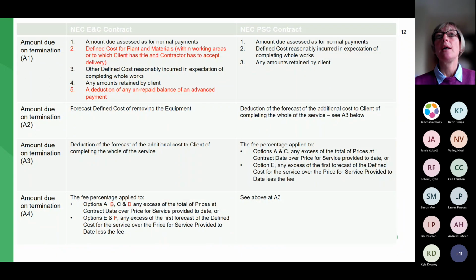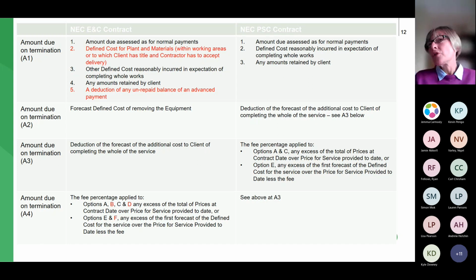So the first item is amount assessed as for normal payments. So that's in regard to work that's being carried out up until the date of termination. That amount is payable for both contracts. That makes sense. The next item only applies for contractors, not for consultants. So it's the defined cost for plant and materials. Plant and materials is basically the cranes to carry out the construction and the bricks and mortar, which are the components that are required. So anything within the working areas or that the client has title to.